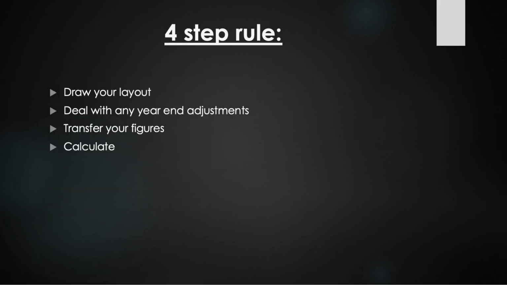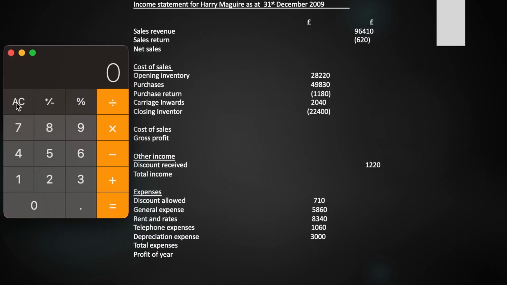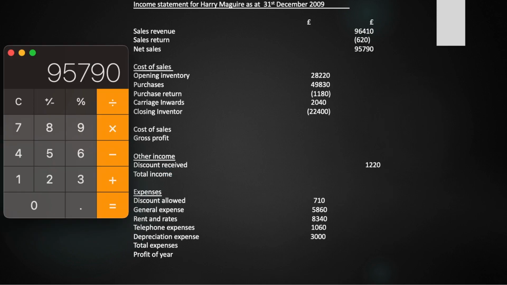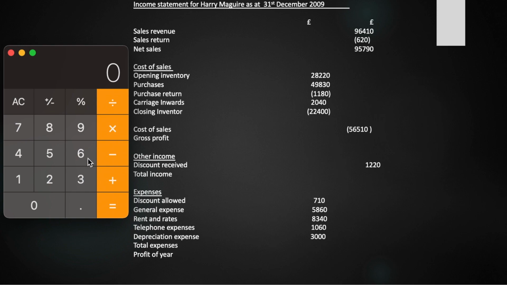Alright, so now we are at the last step where we have to calculate all our figures. First we start with our income statement. We do revenue minus sales return, which gives us our total sales of 95,790. Then we go into cost of sales, which is opening inventory plus purchases minus purchase returns plus carriage inwards minus closing inventory, which gives us our total cost of sales of 56,510.